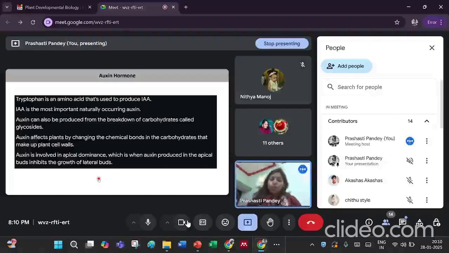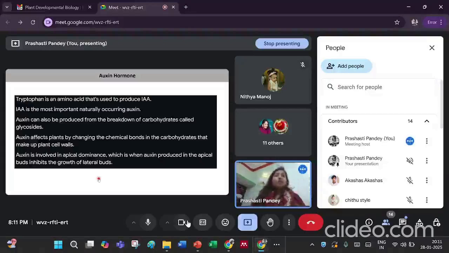One of the hormones is auxin. What auxin does is it is basically involved in apical dominance. Apical dominance is when auxin is produced, the apical buds inhibit the lateral growth. In that case, the plant will keep on growing in the length direction. The height of the plant will increase, and there will be fewer branches.